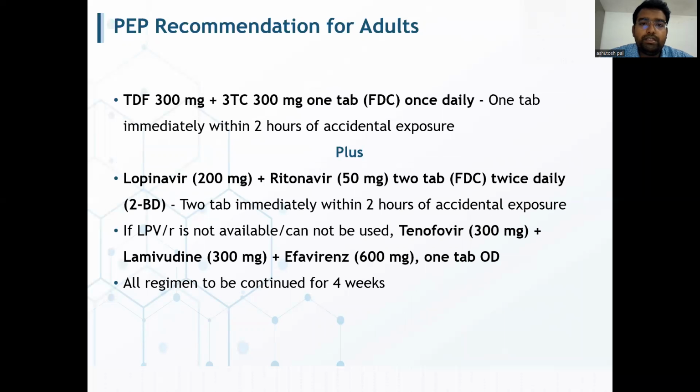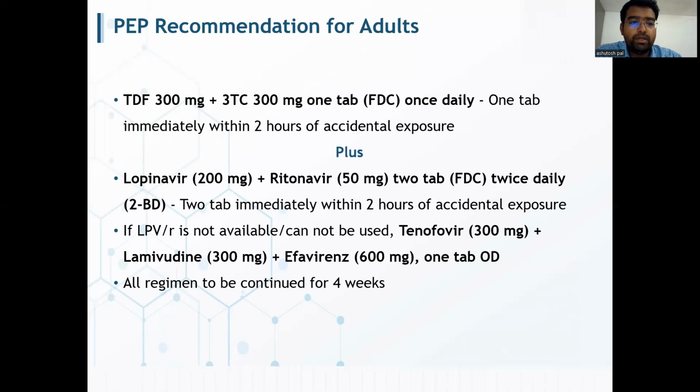Now, PEP recommendations for adults. A fixed dose combination, which is available as a single drug, has all 3 drugs in fixed dose. So 1 tablet should be given immediately, within 2 hours of accidental exposure, plus lopinavir/ritonavir, 2 tablets fixed dose combination twice daily. All regimens should be continued for 4 weeks.